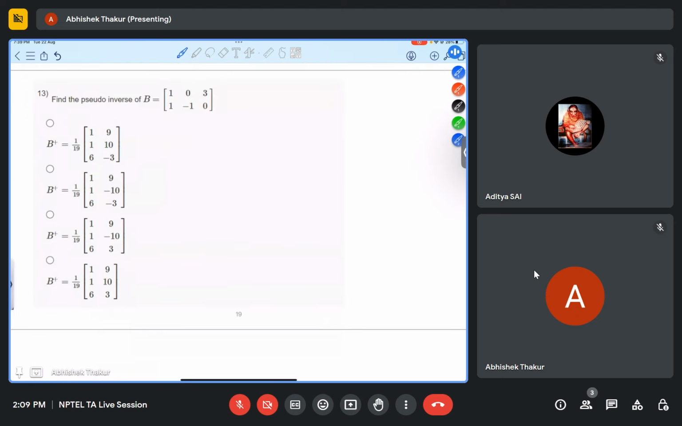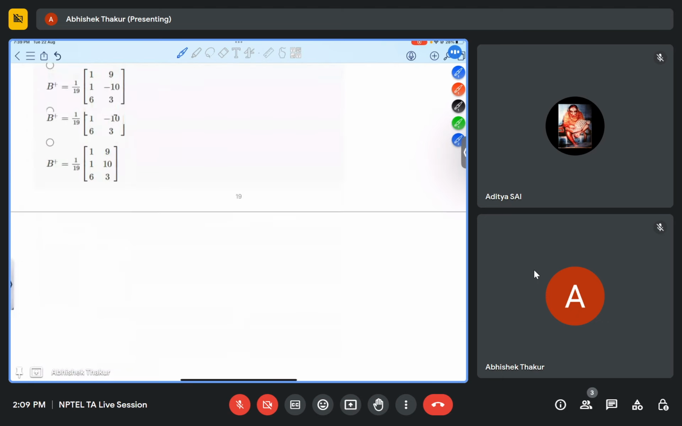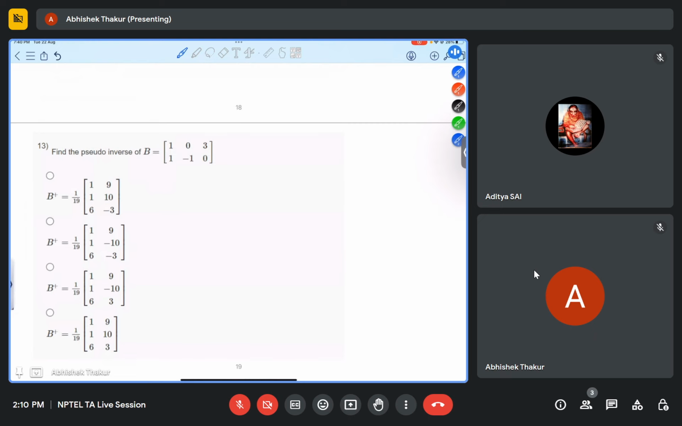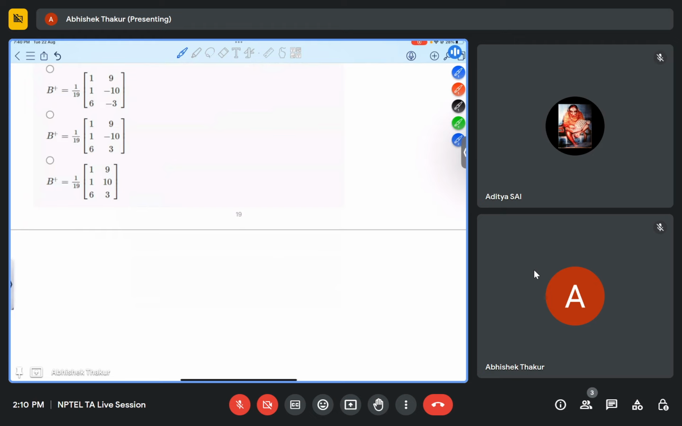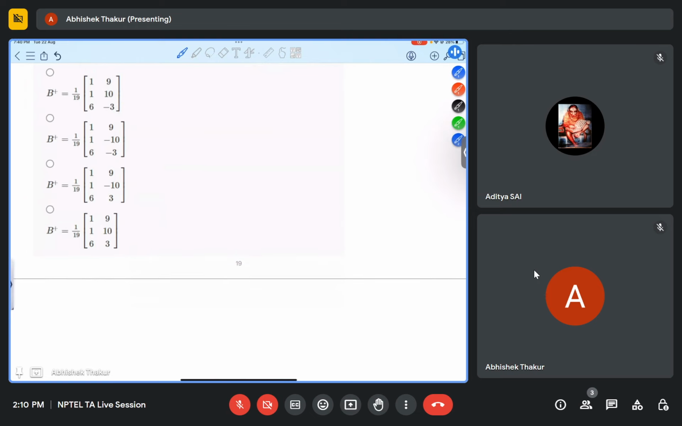And this also you can solve how we have solved the pseudo inverse question. You can use the formula of the pseudo inverse, and the correct option is option B here.